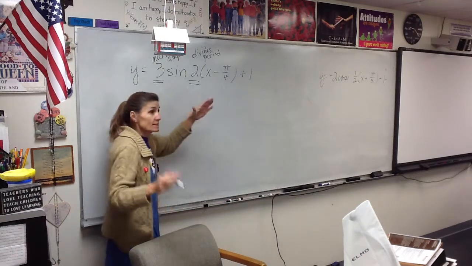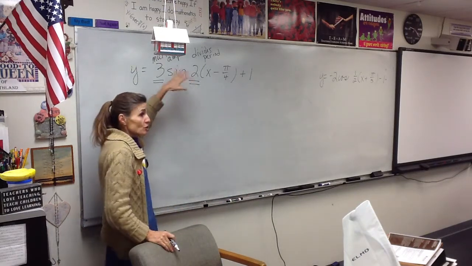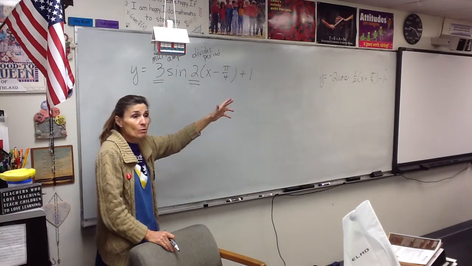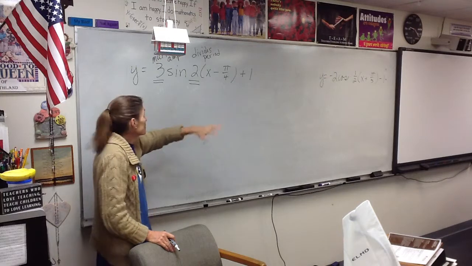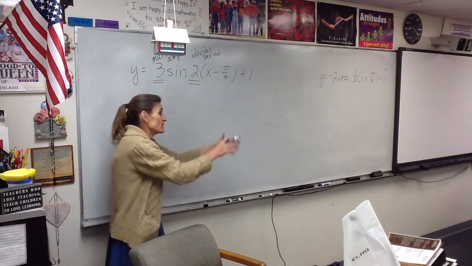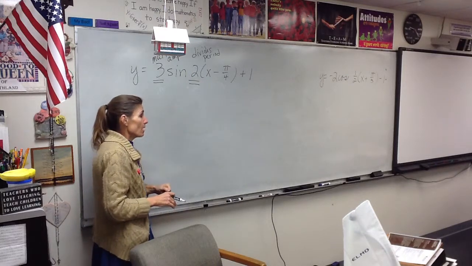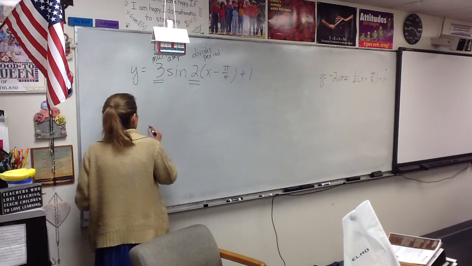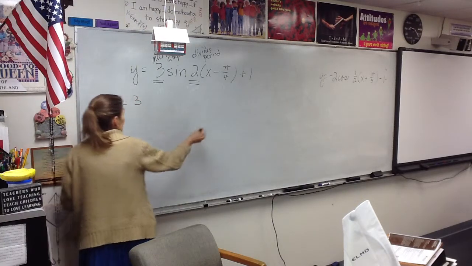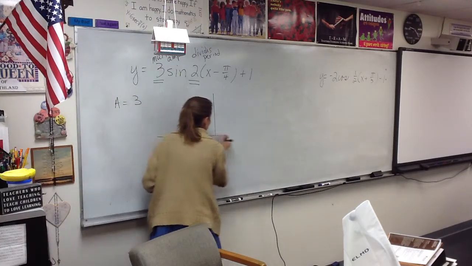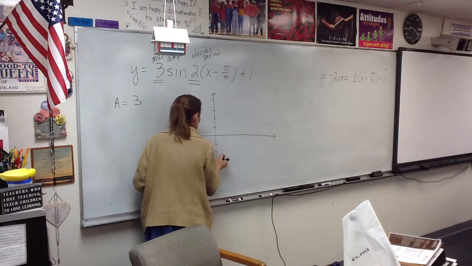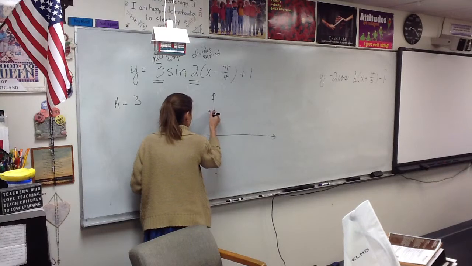So we are going to today sketch a big bad sine function that's got everything that could possibly be going on in it. Everything is happening here. We've stretched, shrunk, moved it sideways, moved it up. All right, so here we go, one step at a time. What's the amplitude of this curve? 3. So I'm going to go ahead and set up my axis system. And here's 3.